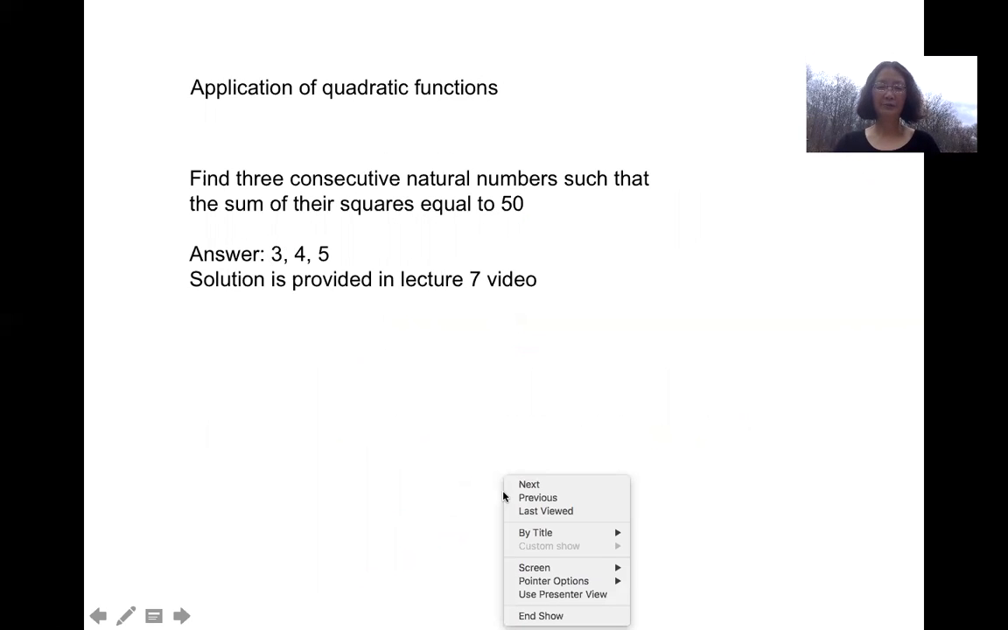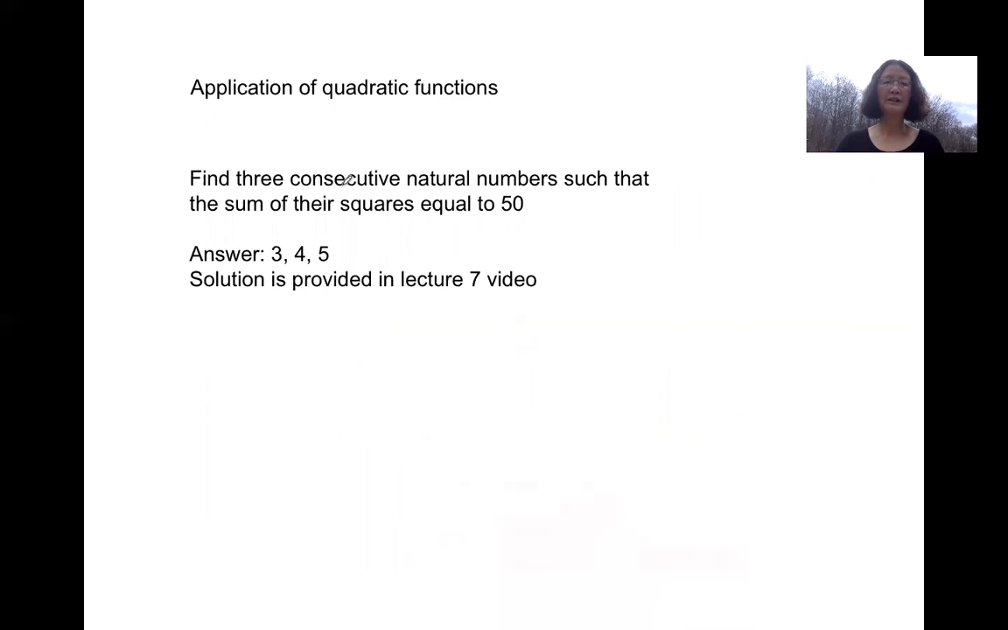Okay. So that is one application, and the other application of quadratic function. Find 3 consecutive natural numbers such that the sum of their squares equals 50. Okay. So this is the question, and I will provide the solution here.